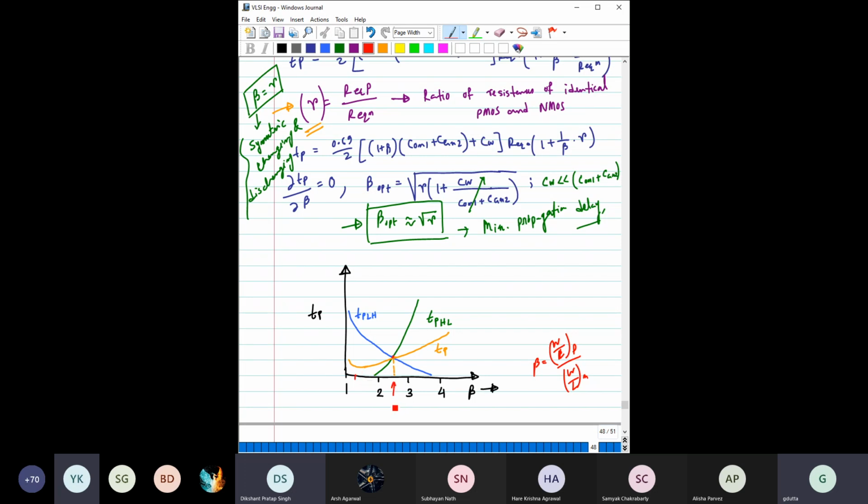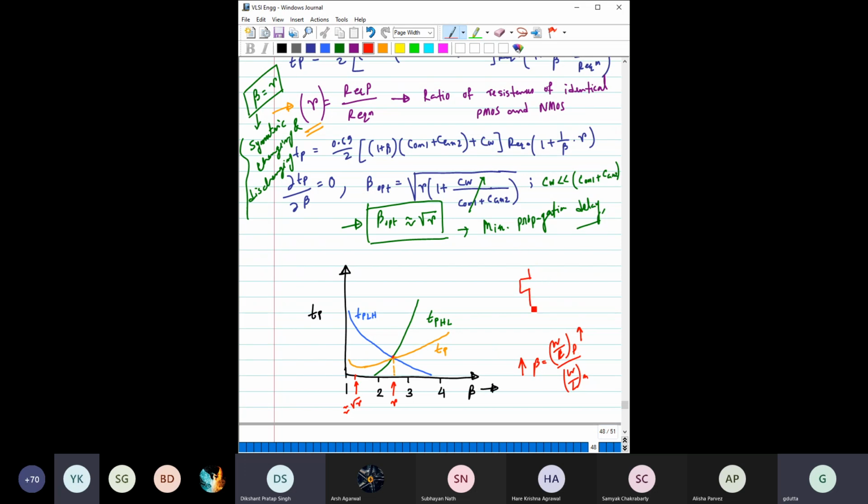If you consider this as R, then from simulation you will find this value would be close to near about root over R. So here the propagation delay would be minimum. Now here one important thing is that as you are increasing the value of beta, you are basically increasing the PMOS width.